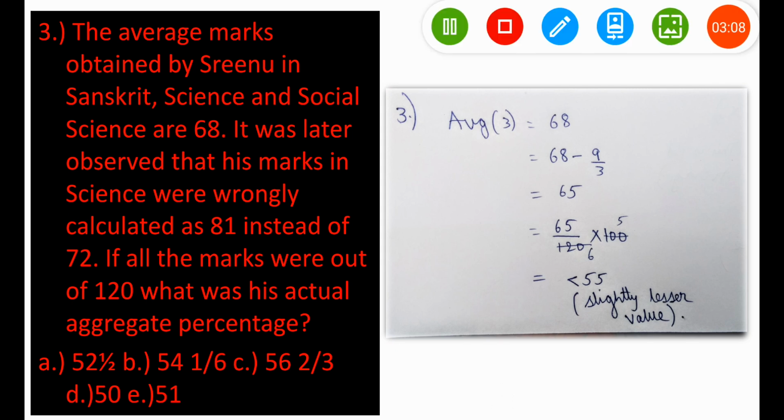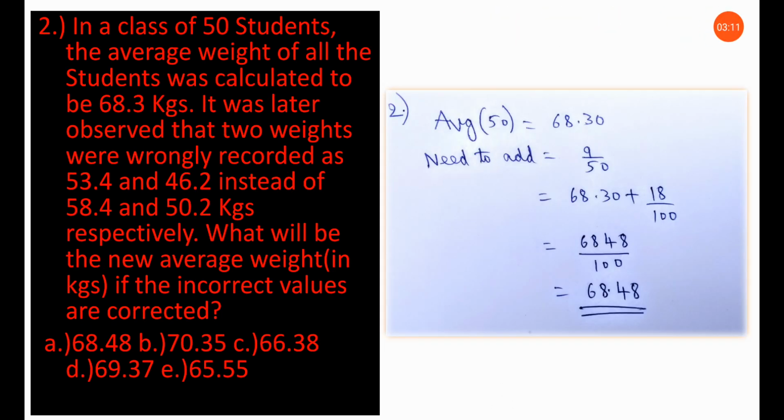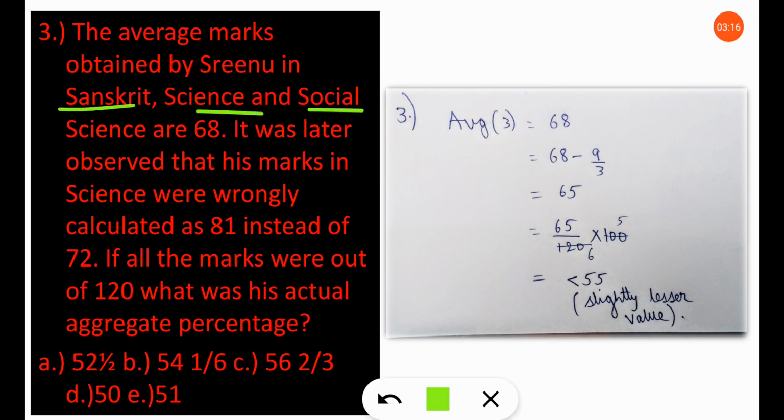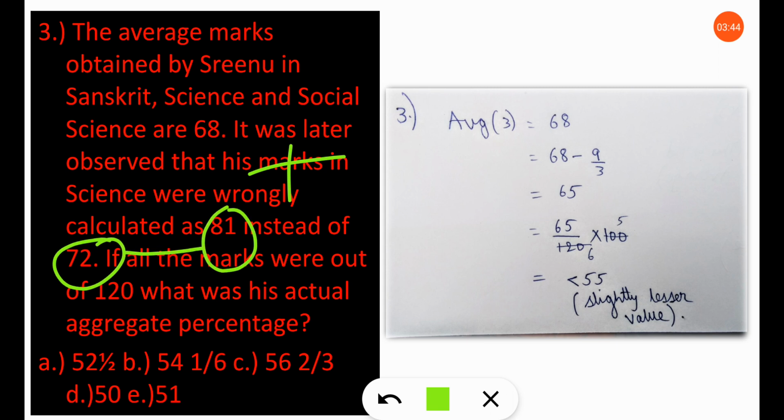The average marks obtained by Srinu in Sanskrit, science and social science are 68. It was later observed that his marks in science were wrongly calculated as 81 instead of 72. If all the marks were out of 120, what was his actual percentage? So it was given the average of 3 subjects is 68. But in one subject 9 marks have been added extra. So we have to deduct this extra 9 marks.